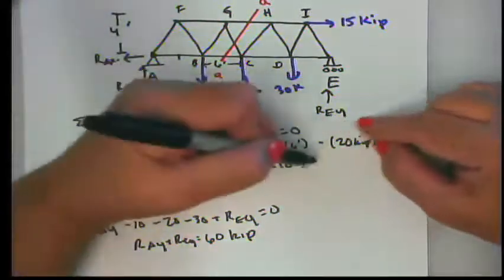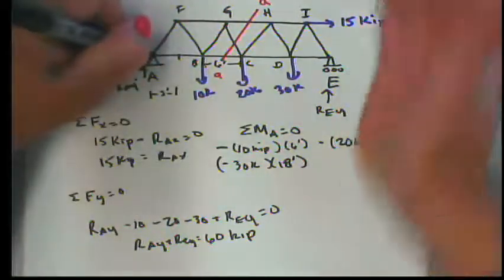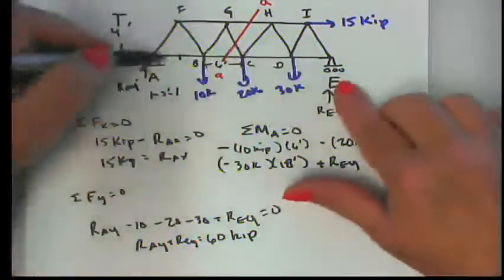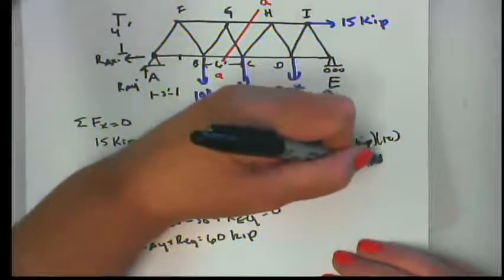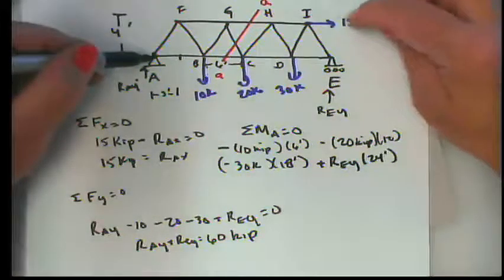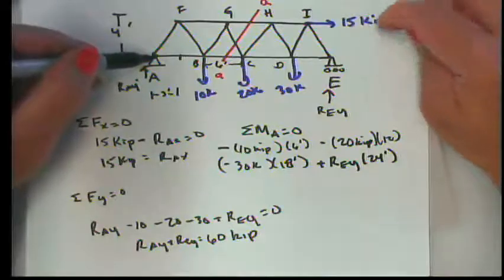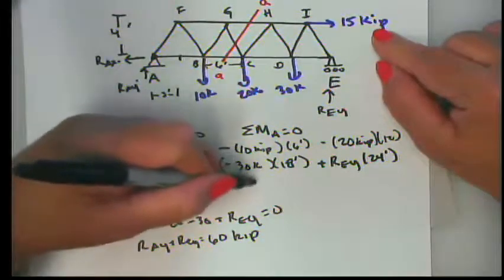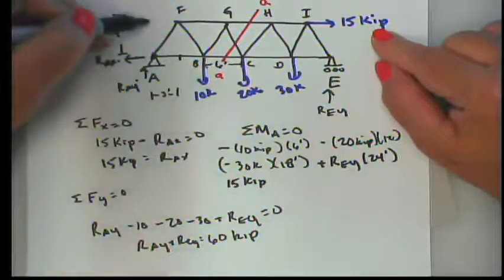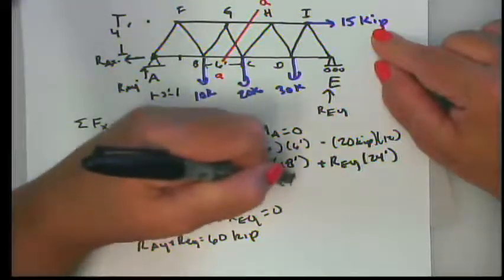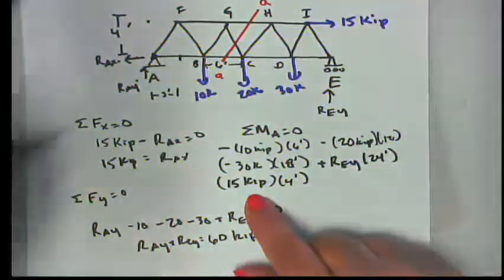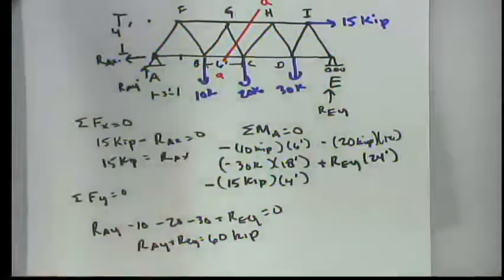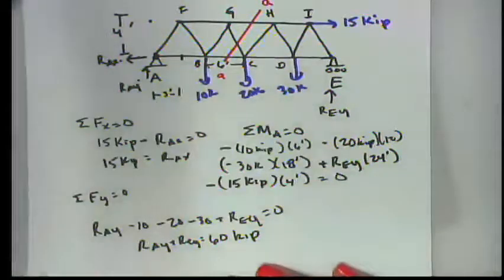And now I have REY, which if I put a pin here and the way I have it drawn, that's going to be counterclockwise, so it's positive. REY times this entire distance, which is 24 feet. And then I also have this 15 kip force. Now the 15 kip force is horizontal, so that means I'm looking at the vertical moment arm, which is 4 feet, because once again it's that perpendicular right-hand rule thing. And if I put a pin here and I pull on this, it's going to be clockwise, negative once again, and those things sum together equal 0.